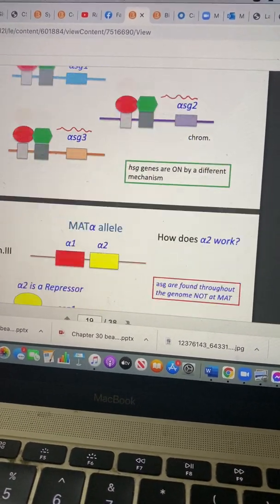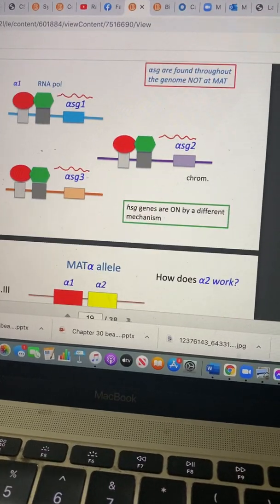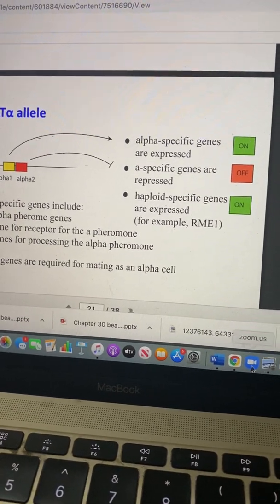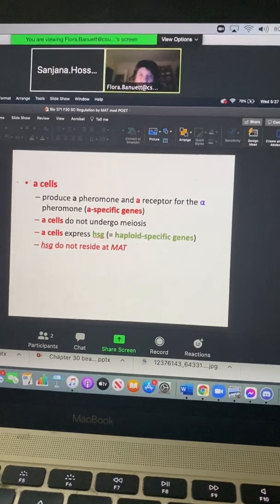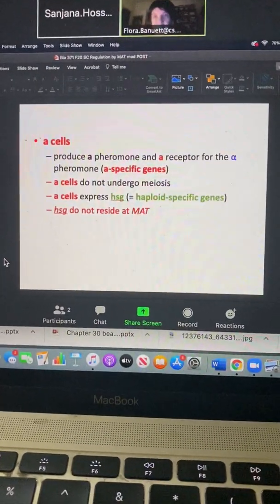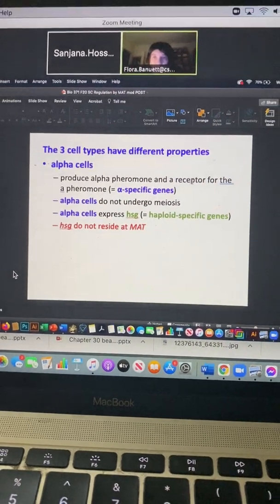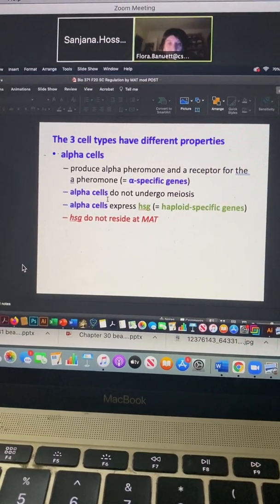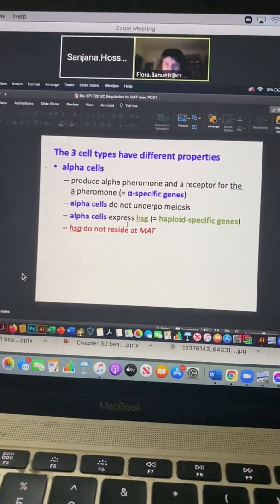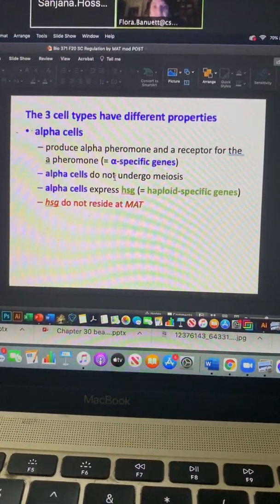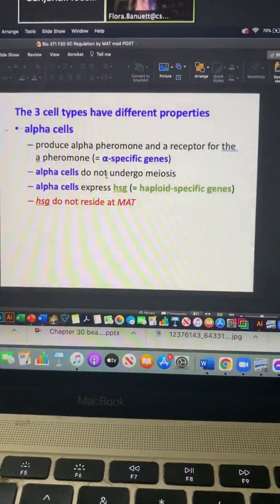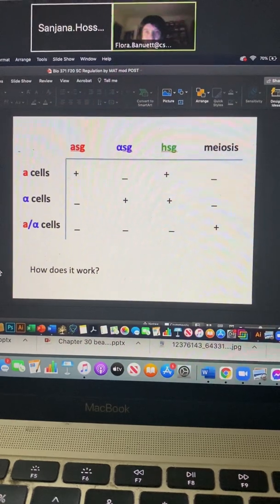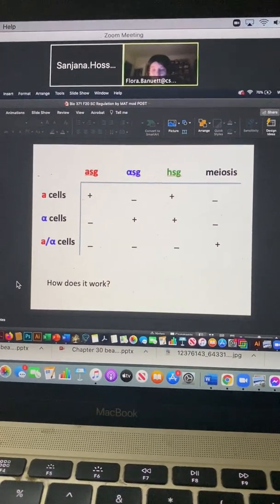The A and alpha specific genes refer to receptor and pheromone genes. A specific genes refer to the specific pheromone and receptor present in the A cells, and alpha specific genes likewise for alpha cells. Haploid specific genes are a different thing. They are not alpha specific genes or A specific genes. So this table is summarizing in symbols what I said in the previous slides.